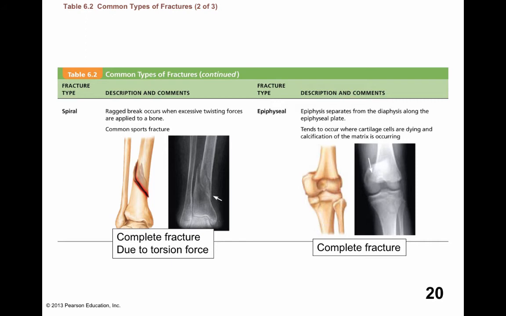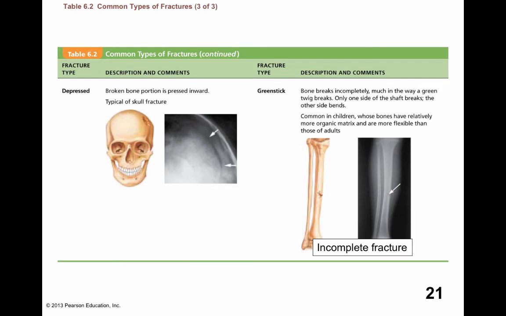Epiphyseal fractures happen when the epiphyseal plate breaks and separates the epiphysis from the diaphysis. This tends to occur when cartilage cells are dying and calcification in the matrix is occurring. And so this is considered a complete fracture. Depressed fractures are typical in skull fractures, and this happens when something is pressed inward. This happens most times in falls where you hit your head, or if someone's trying to hit you over the head with something, right?